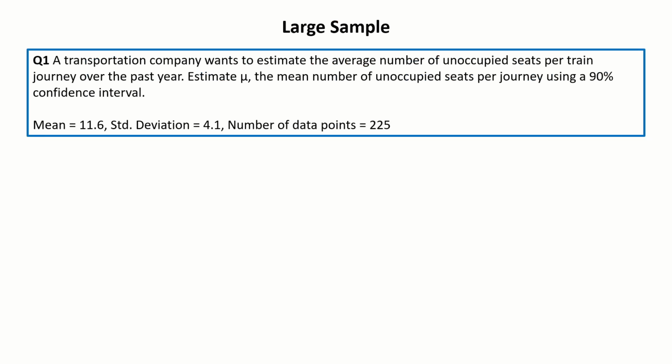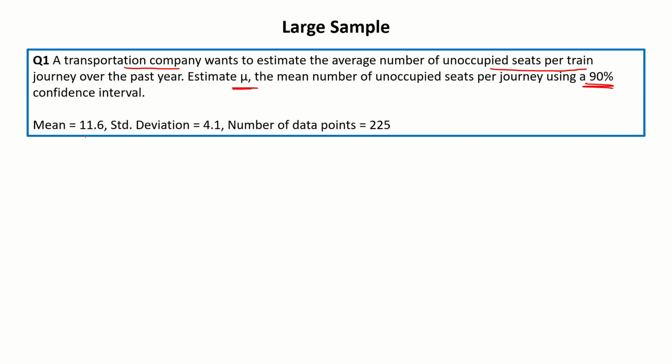Alright, so the first question is for a large sample confidence interval. This question follows a transportation company which wants to estimate the average, or mean, number of unoccupied seats per train journey over a year. So the goal is to estimate mu, the average number of unoccupied seats, using a 90% confidence interval. And we've even been given some values.